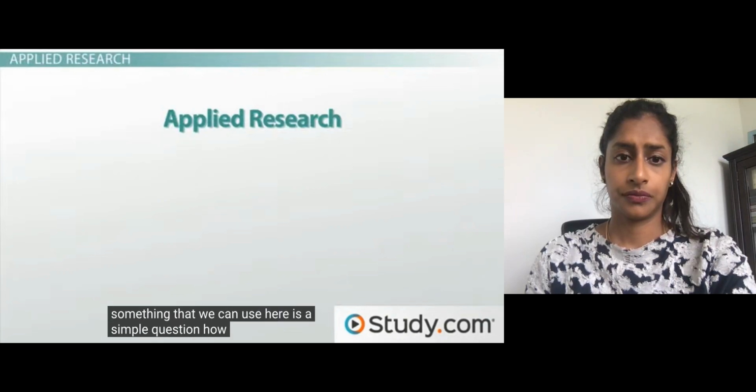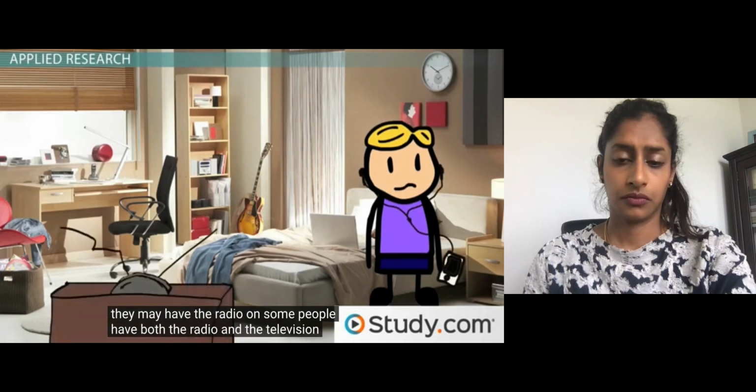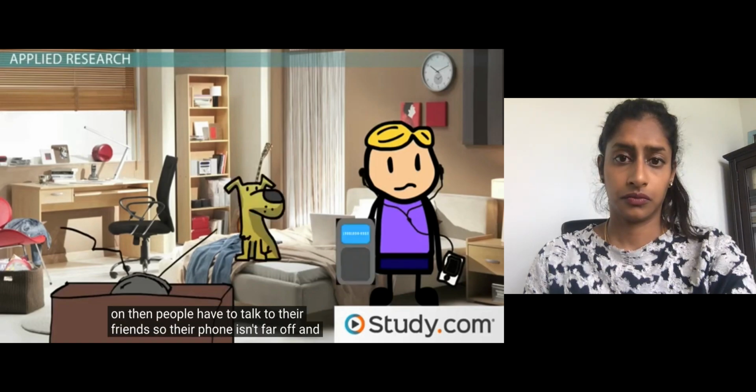Here is a simple question. How should a student study? There are many ways to go about answering this question, and the ones we will look at have a direct and applicable finding. For example, what can research tell us about how a student studies? Most people like to study in their bedroom, laying on their bed in some weird posture. They collect all their notes and spread them haphazardly across the bed. Just reading is boring, so they may have the radio on. Some people have both the radio and the television on. Then people have to talk to their friends, so their phone isn't far off. And pets are usually somewhere in the paperwork.